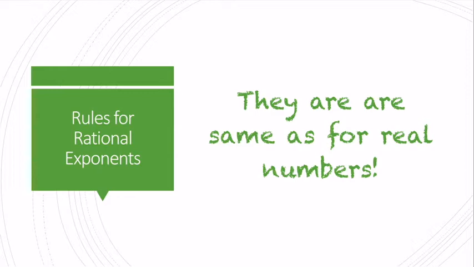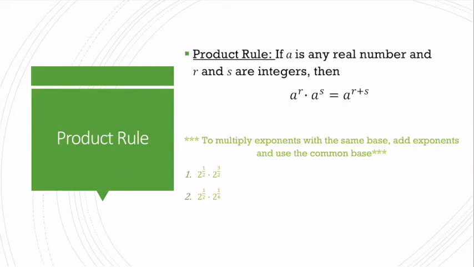So what are our rules for rational exponents? Well, guess what? They are the same as for all real numbers, especially for the whole numbers and the integers we were working with before. We only had negative and positive whole numbered exponents. So for example, the product rule: if a is any real number and r and s are integers, when I multiply them and they have the same base, I add the exponents.